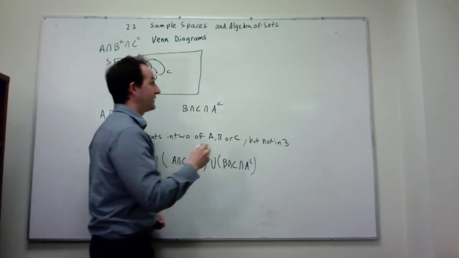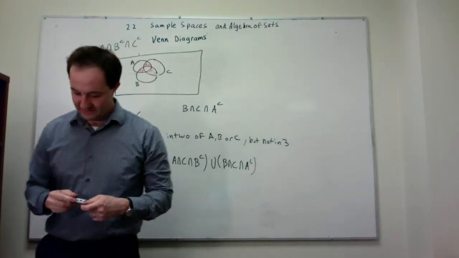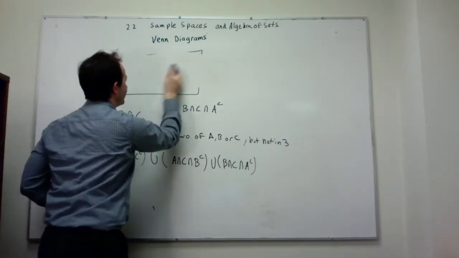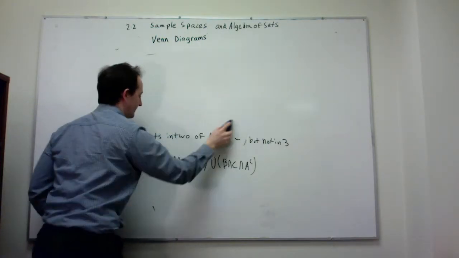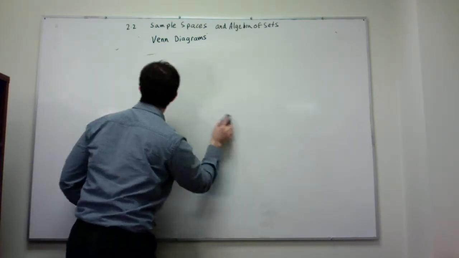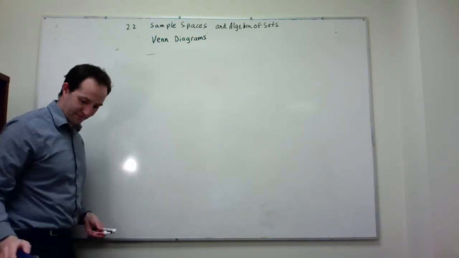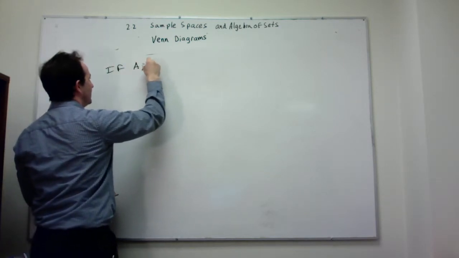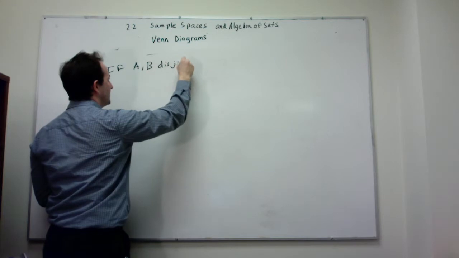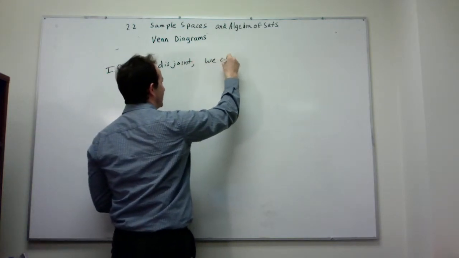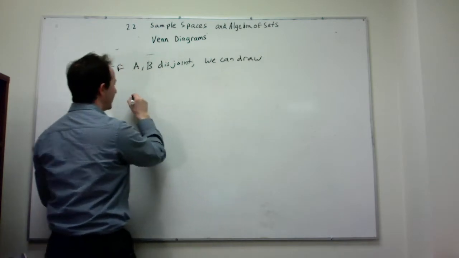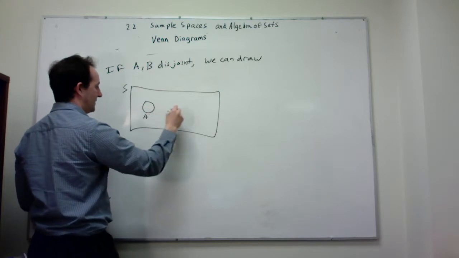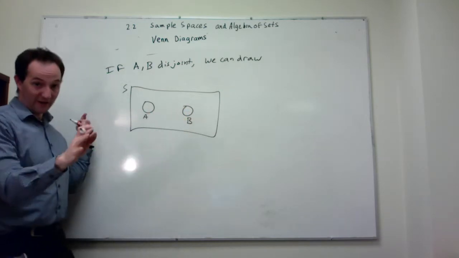Finally, if we have sets that are disjoint, then we have a Venn diagram that looks as follows. We can draw a Venn diagram that looks like this, just to show that A and B do not have any elements in common.